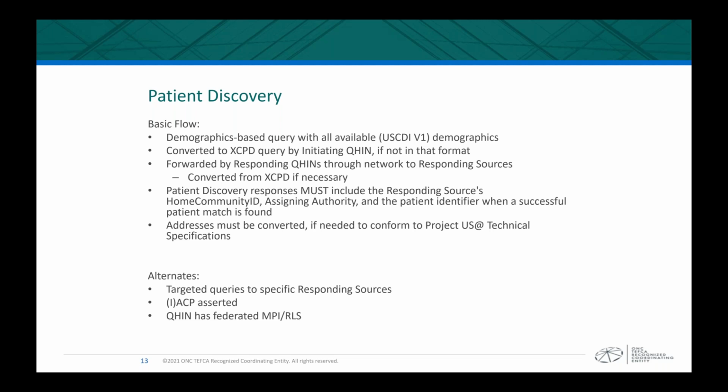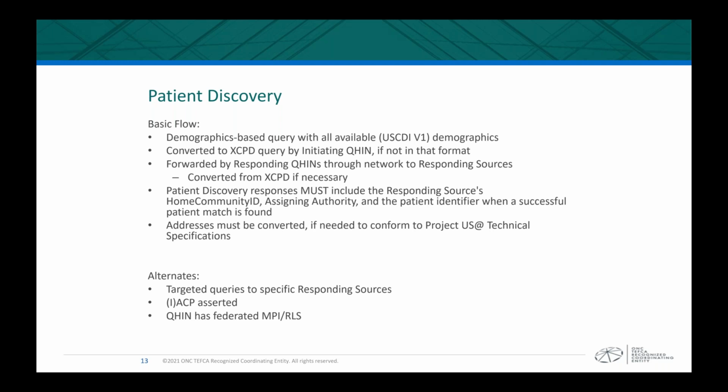Now, one of the things that changed in the final version from the draft is we do actually now point to the Project USA technical specifications for patient address demographics. Previously, we were proposing USPS, but the Project USA specification was finalized before we finalized this, and so we were able to point to it. So that is one change that you will see from the previous draft version. And this is a requirement at the QHIN level.